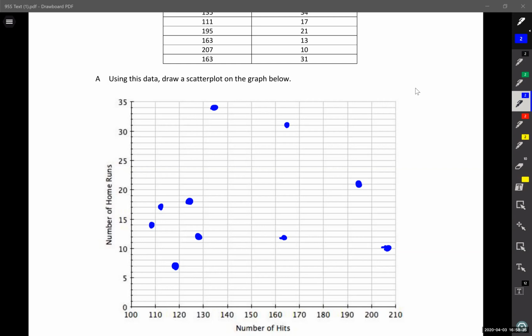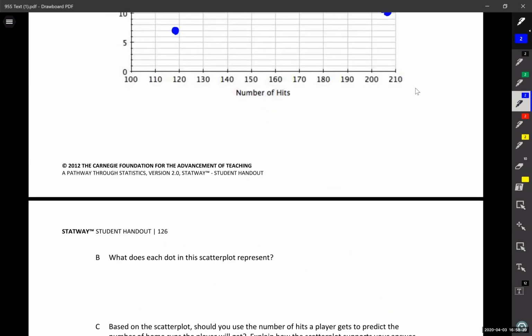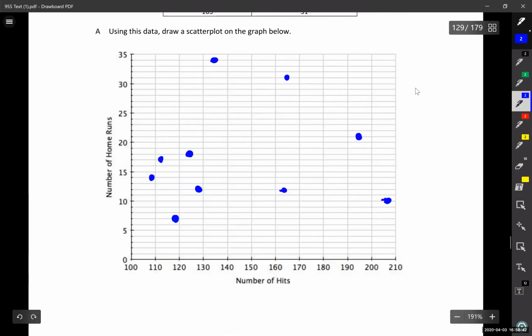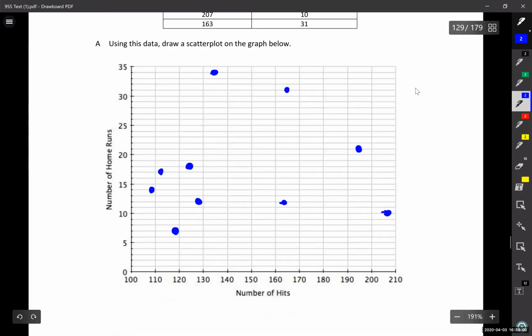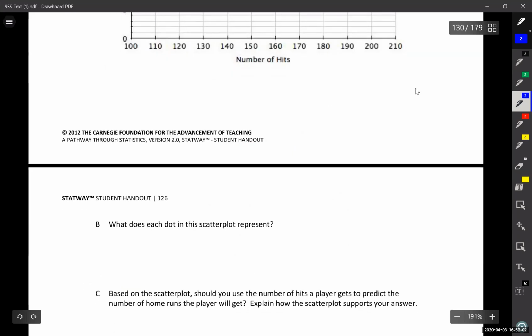Okay, here's my scatter plot. We're almost done. What does each dot represent? Well, let's go back to the table. Here I have the number of hits and the number of home runs for some player. These are by professional baseball players. And so each dot represents a person's number of hits compared to their number of home runs. So a dot represents a baseball player.